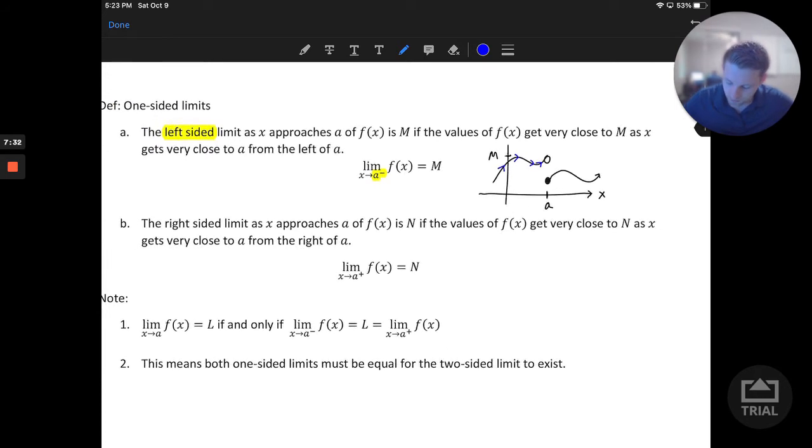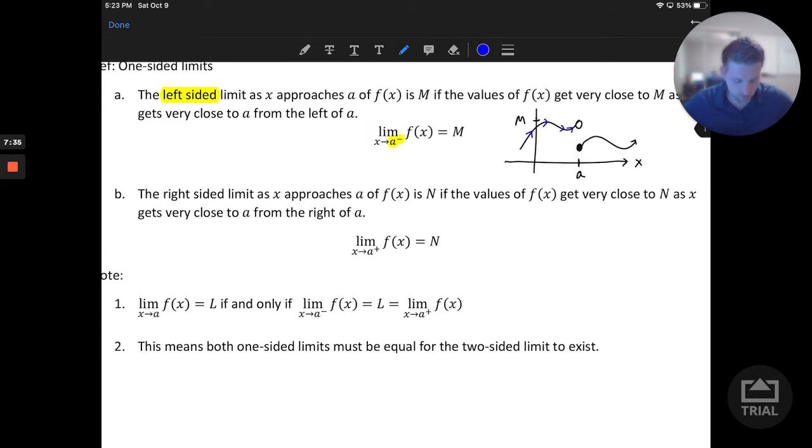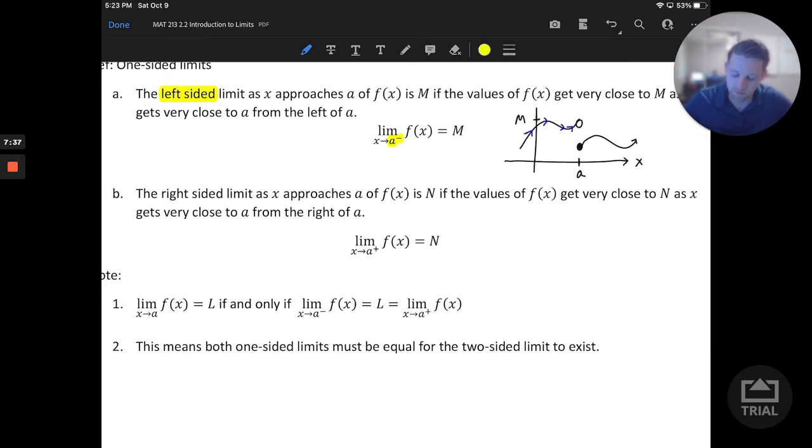The other one-sided limit that we'll be interested in is the right-sided limit. So if I consider a right-sided limit as x approaches a of f of x, this is going to be n if the values of f of x get very close to n as x gets very close to a from the right of a. And again, we'll notice a notational difference here in the limit where we have x approaches a plus. A plus just means we're coming from the positive end of my graph. That means from the right.